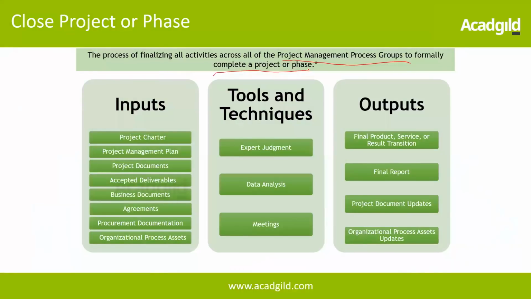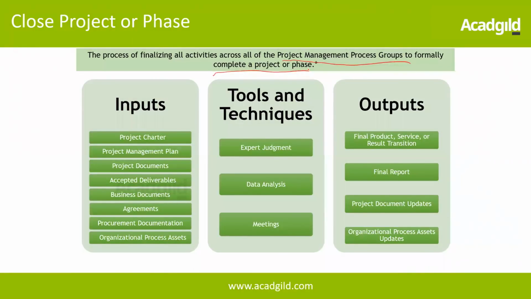UAT, for example. Requirements is a phase, design is a phase, development is a phase. So we can initiate the requirements, plan for the requirements, execute the requirements, then monitor and control the requirements, and once the requirement work is done, we can close the requirements also. So closing does not always mean closing the entire project, it could be a phase as well.